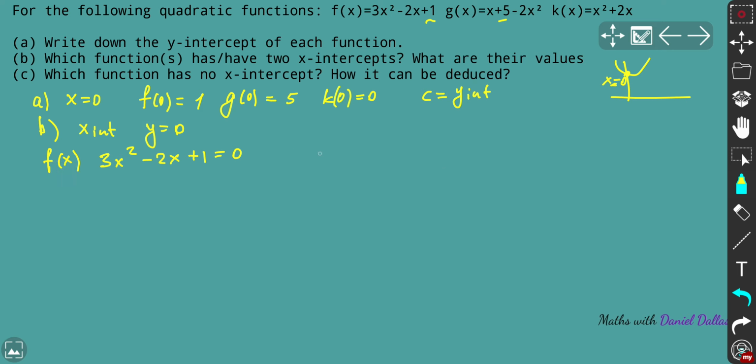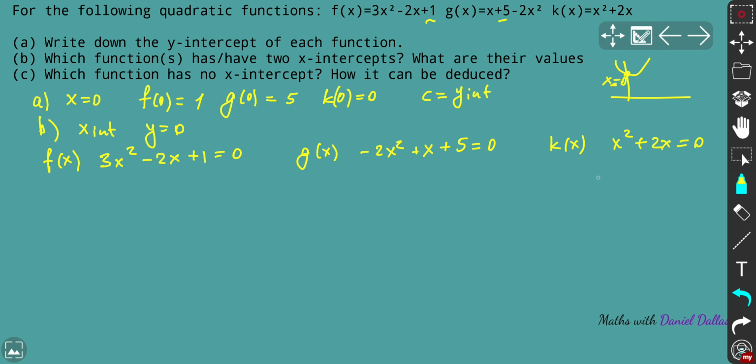That's the first one, for f(x). Next one, g(x), will give us -2x squared, I just rewrite in standard form right now, plus x, next goes the x term, and plus 5. We also equate to 0. And the last one, for k(x), we get x squared plus 2x, also equal to 0.